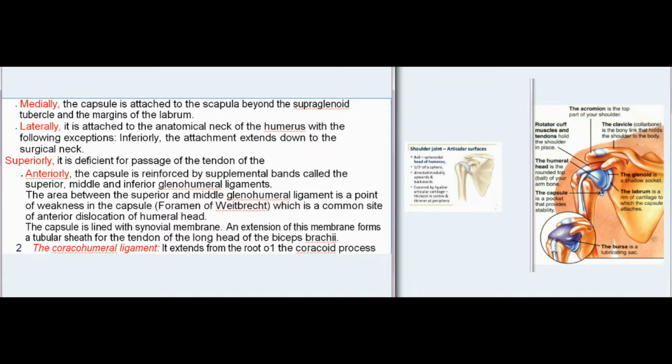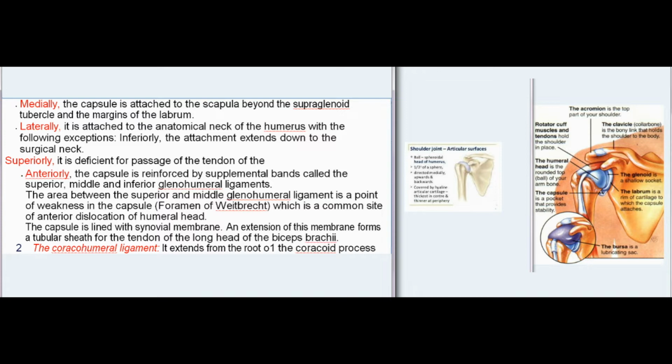Superiorly, it is deficient for passage of the tendon of the biceps anteriorly. The capsule is reinforced by supplemental bands called the superior, middle, and inferior glenohumeral ligaments. The area between the superior and middle glenohumeral ligament is a point of weakness in the capsule, foramen of Weitbrecht, which is a common site of anterior dislocation of the humeral head. The capsule is lined with synovial membrane. An extension of this membrane forms a tubular sheath for the tendon of the long head of the biceps brachii.